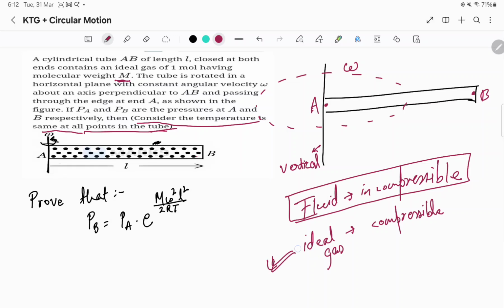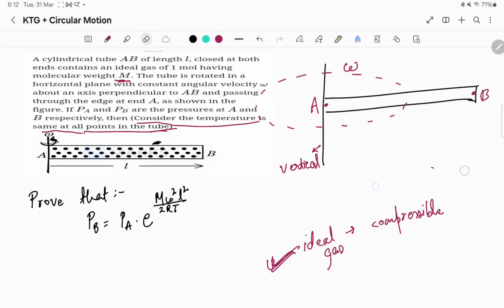This we will see first. If you want to try this question by yourself, you can pause the video and try it. Now I am going to solve this question.